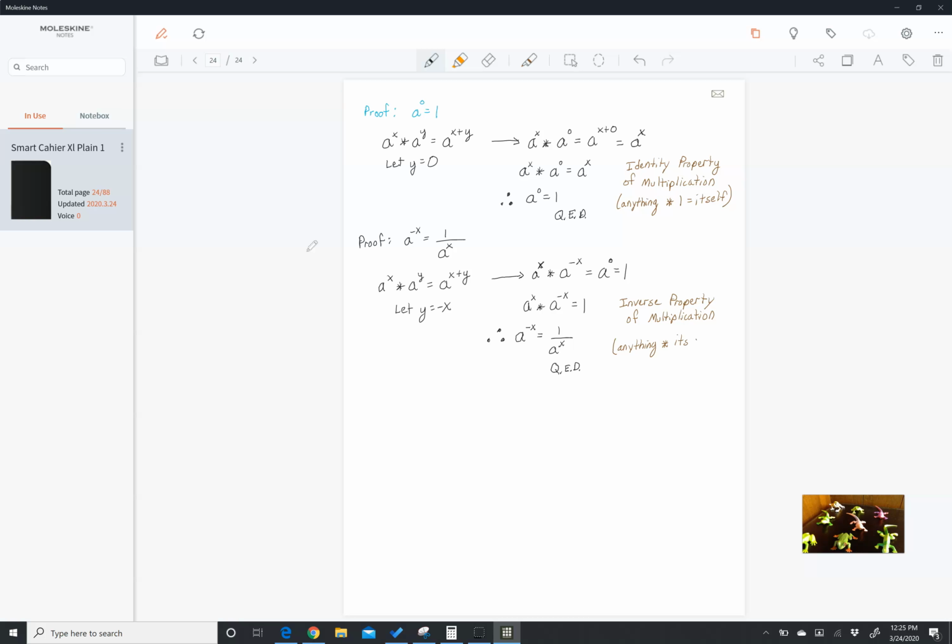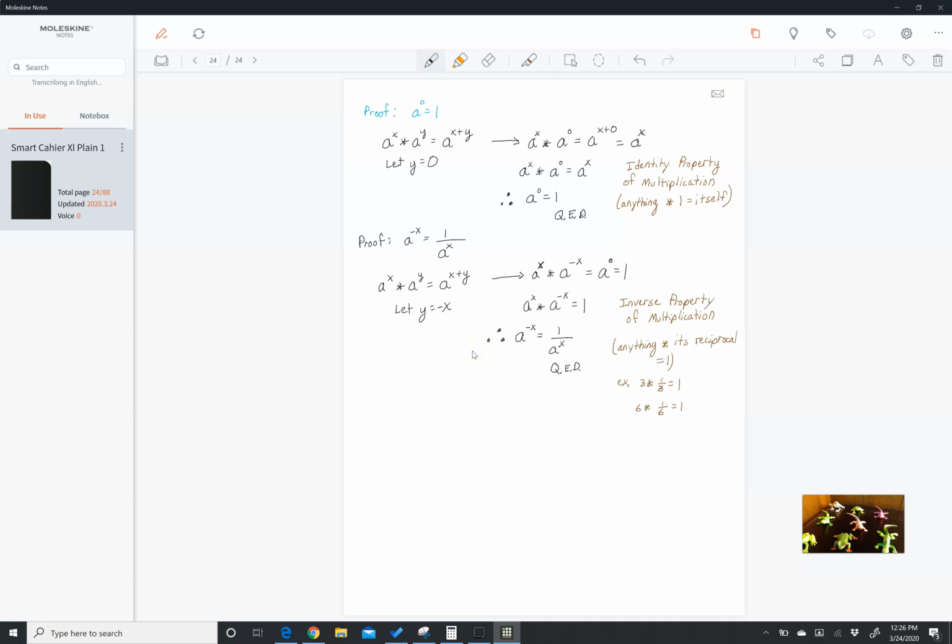So anything times its reciprocal is equal to 1. So for example, 3 times 1/3 equals 1. 6 times 1/6 equals 1. That's what the inverse property of multiplication says.